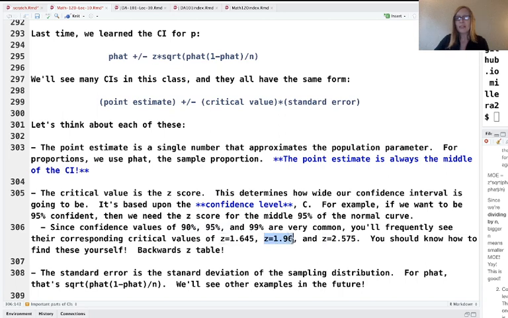For example, 1.96, we've seen this thing like a dozen times in this class already. 1.645 is another common one, and 2.575 is also another common one. Your textbook, by the way, rounds this to 2.8. Whatever, it doesn't really matter.